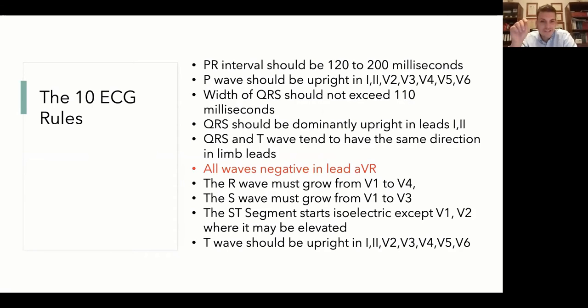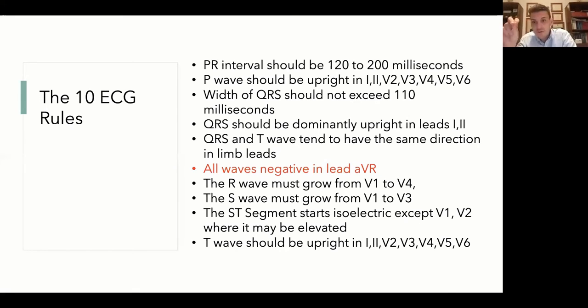I know that they're full right now, but I'm pretty sure that if you lecture once or twice, you will be able to reproduce those rules on your own without having to think about it. The PR interval should be 120 to 200 milliseconds. The P wave has to be upright in the following leads: 1, 2, and V2 to V6, but keep in mind that lead 2 is the most important lead to have the P wave positive.